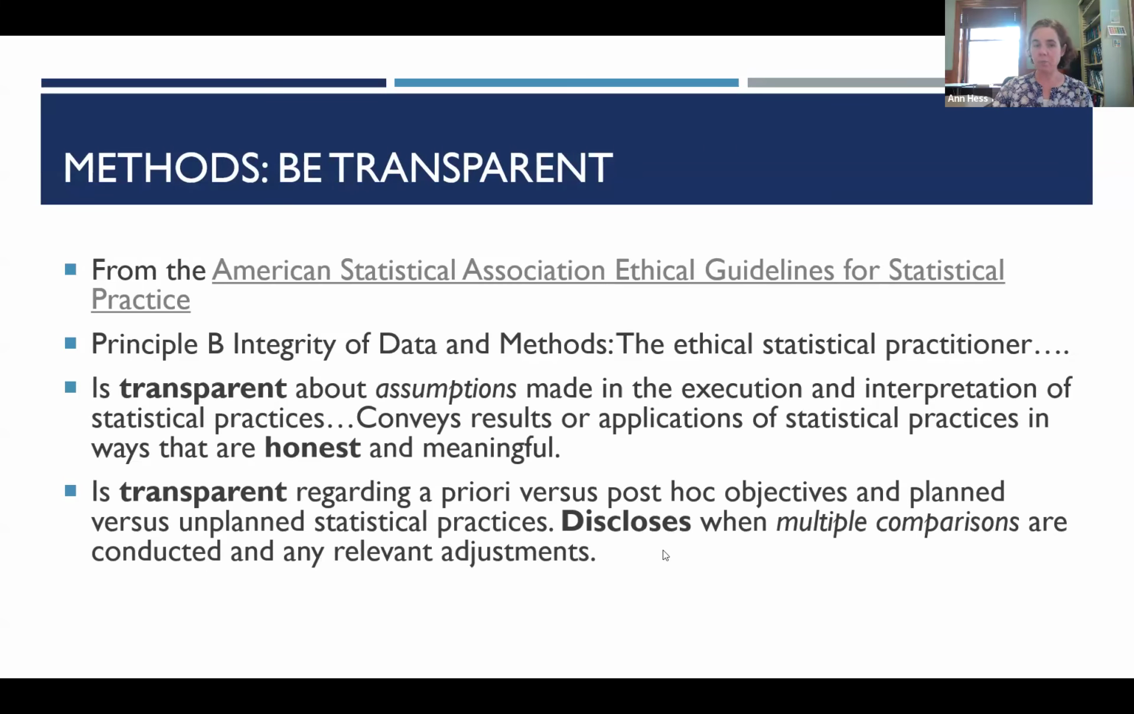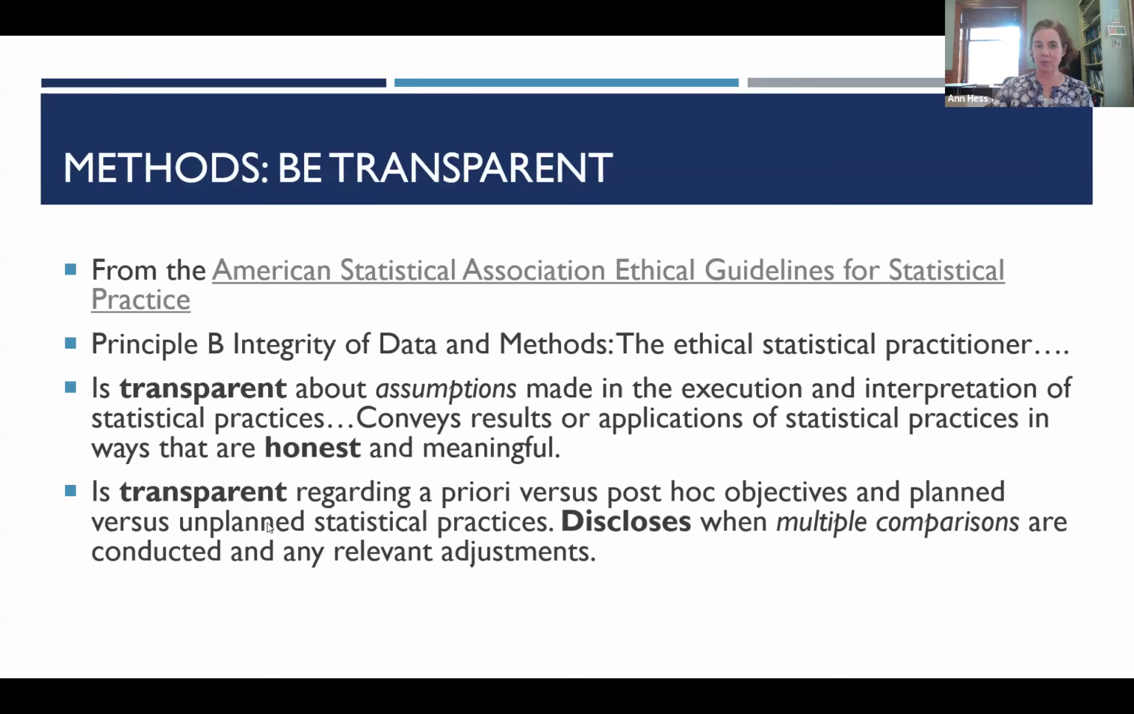Next up is the idea of being transparent. And for this, I'm taking just a very brief section from the American Statistical Association Ethical Guidelines for Statistical Practice. They have a bunch of principles. I'm zeroing in on principle B, integrity of data and methods. So the ethical statistical practitioner is transparent about assumptions made in the execution and interpretation of statistical practices. They convey results or applications of statistical practices in ways that are honest and meaningful.